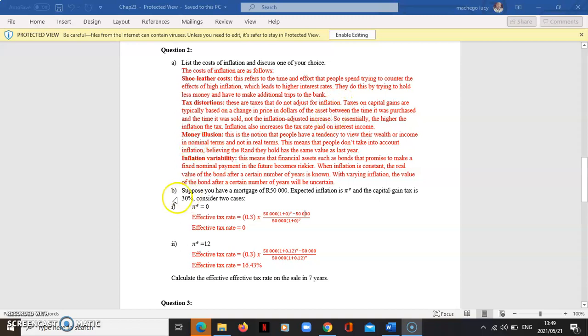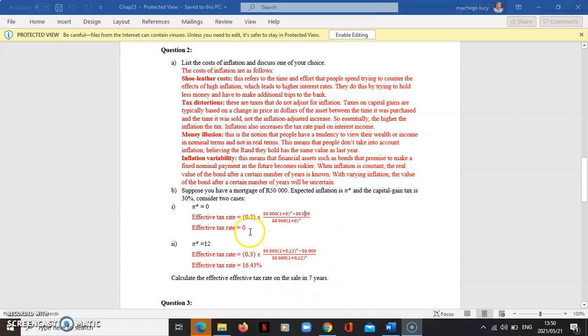Moving on to question 2b. Suppose you have a mortgage of 50,000 rand. Expected inflation is pi to the power of e and the capital gain tax is 30%. Consider two cases. One, pi to the power of e is equal to 0, and two, pi to the power of e is equal to 12. Calculate the effective tax rate on the sale in 7 years.